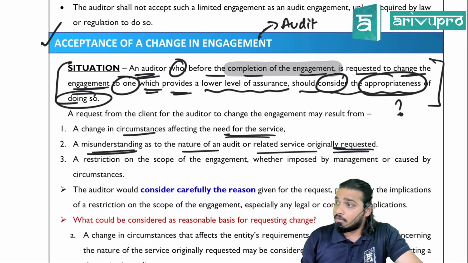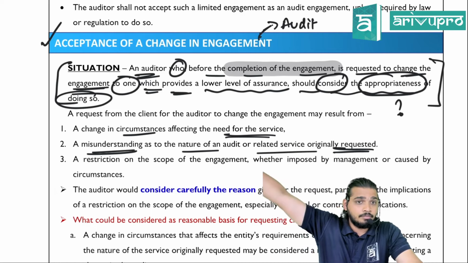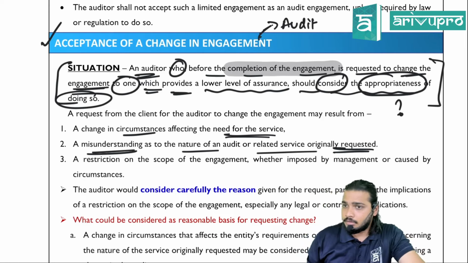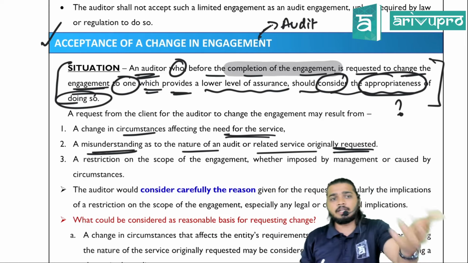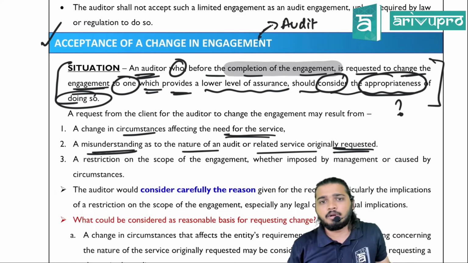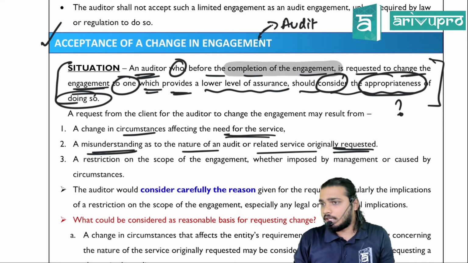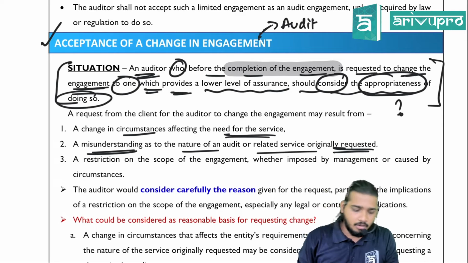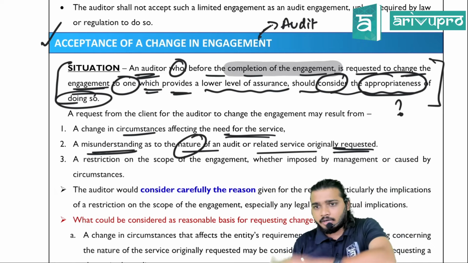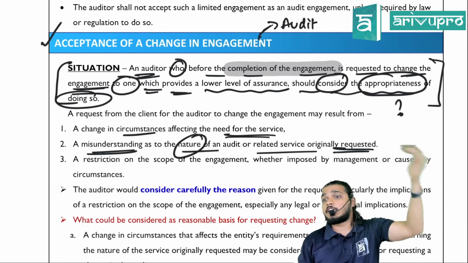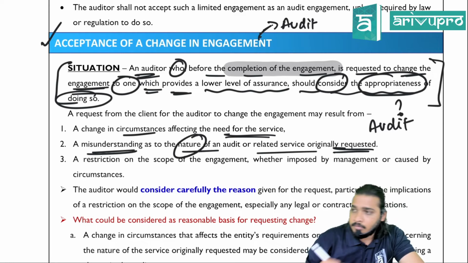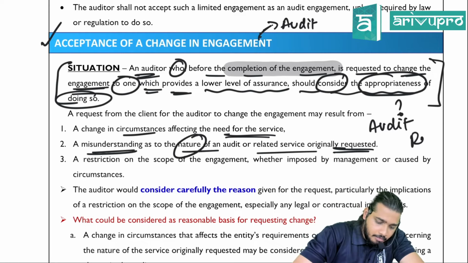Work from home we had never seen before on a high scale, but after COVID, work from home became a trend. So we have to change our engagement. Now in that case, where can I go to physically verify? I can't go. So consider the appropriateness. The second one is a misunderstanding between two people, client and auditor, with respect to the nature of work. I told I will do audit, but they thought something else. Now they are requesting to change the engagement. Imagine I meant audit. They thought review.